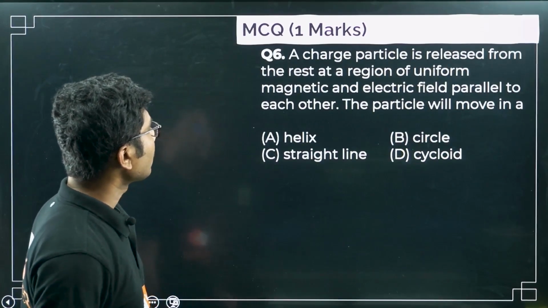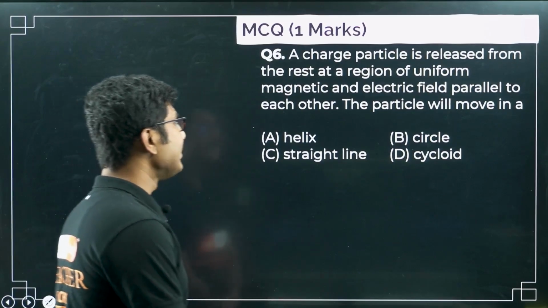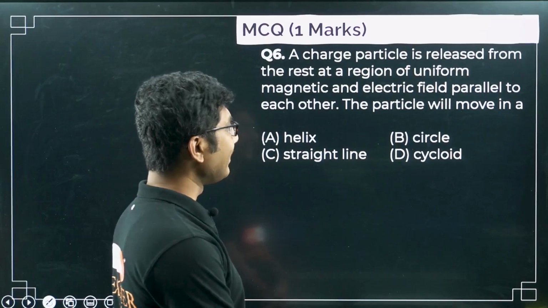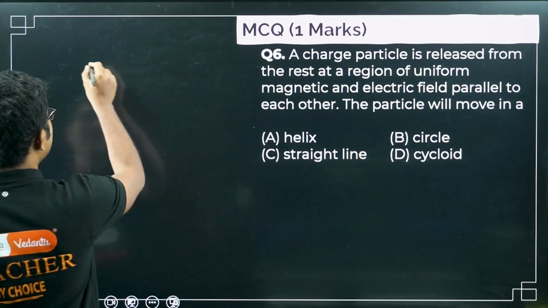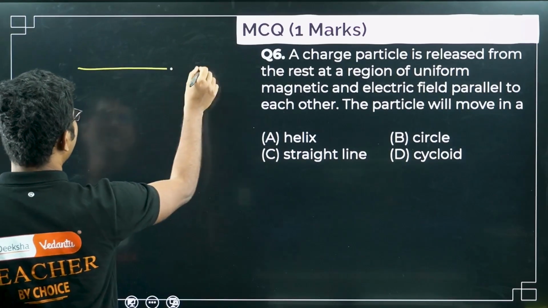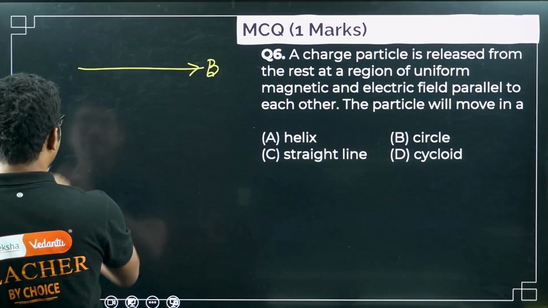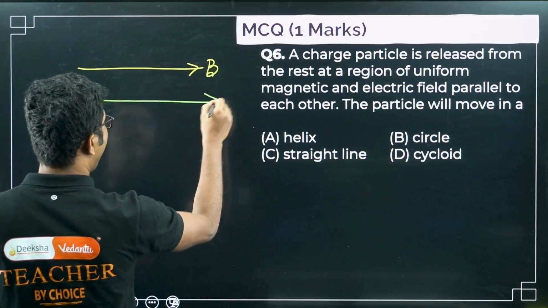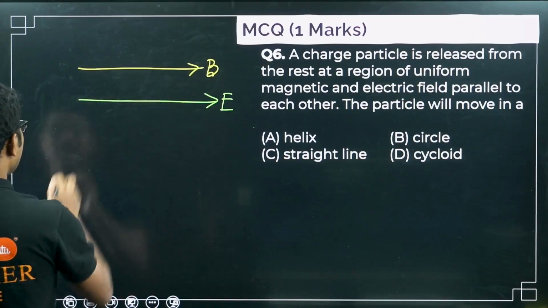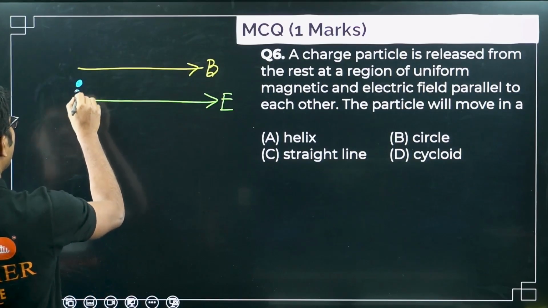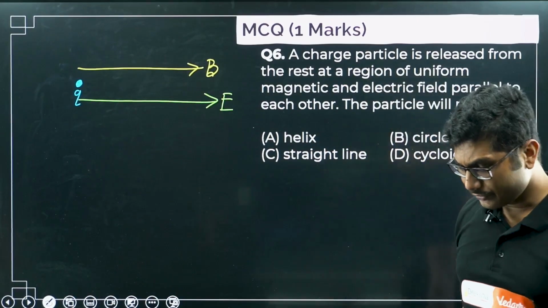Now, a charged particle is released from rest in a region of uniform magnetic and electric field parallel to each other. The particle will move in a... So, what is the question? We have a magnetic field and we have an electric field. Both are parallel to each other, and you have a charged particle just released at rest. Now what all are the forces that will act on it?